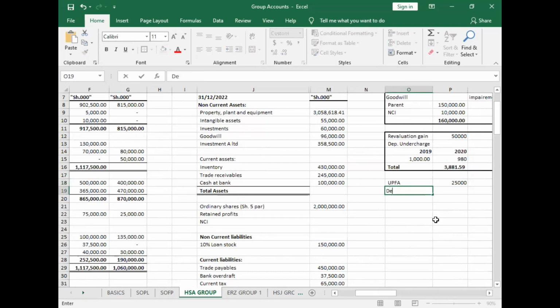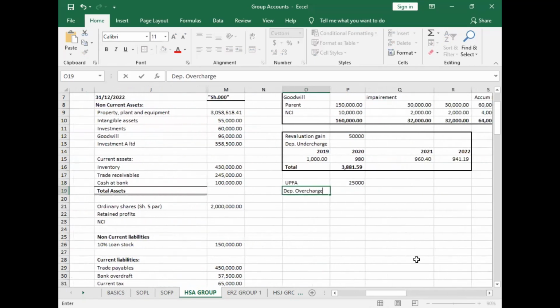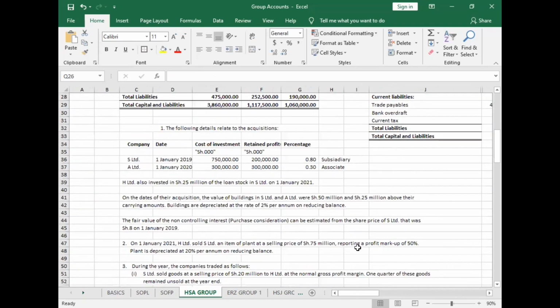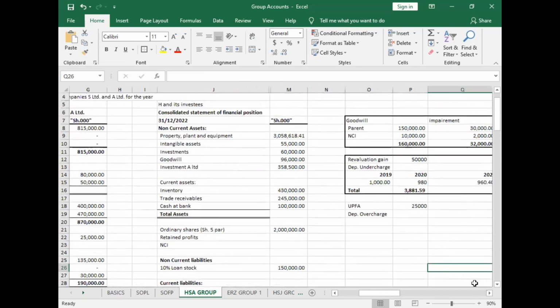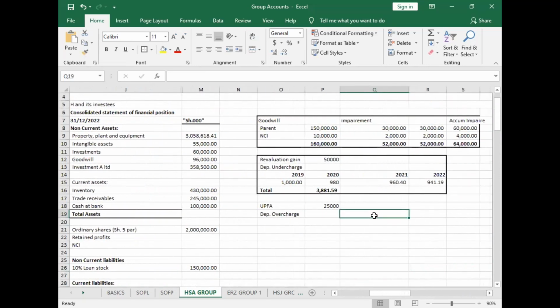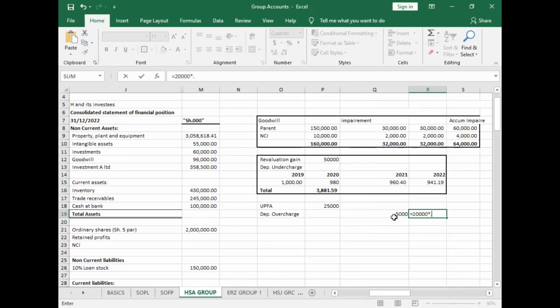Then we have depreciation overcharge. Remember, this one was acquired in the year 2021. The transaction took place on January 2021. So from 2021, and it is reducing at 20% reducing balance, it will be 0.2. You multiply by the UPFA. Then for 2022 now, for the year that we are, it will be reducing balance, 25 minus 5,000, so it can be 20,000. You multiply by 0.2.